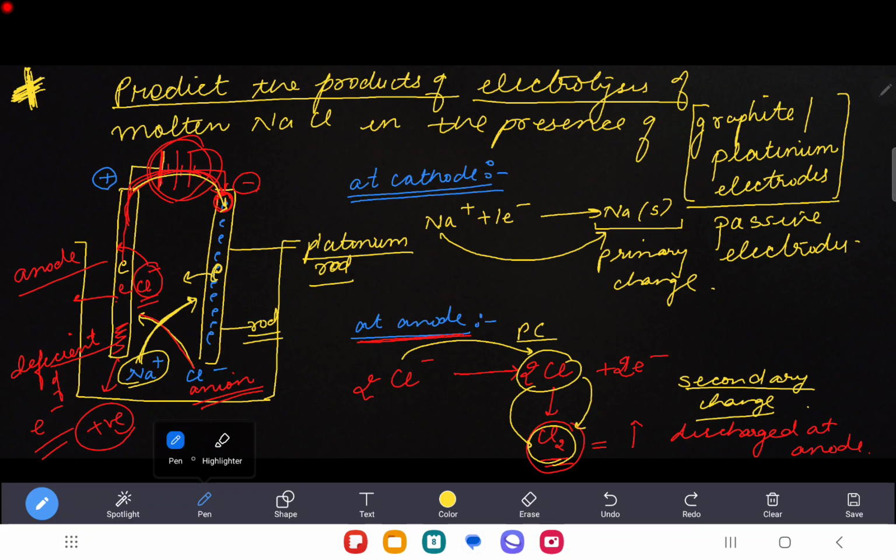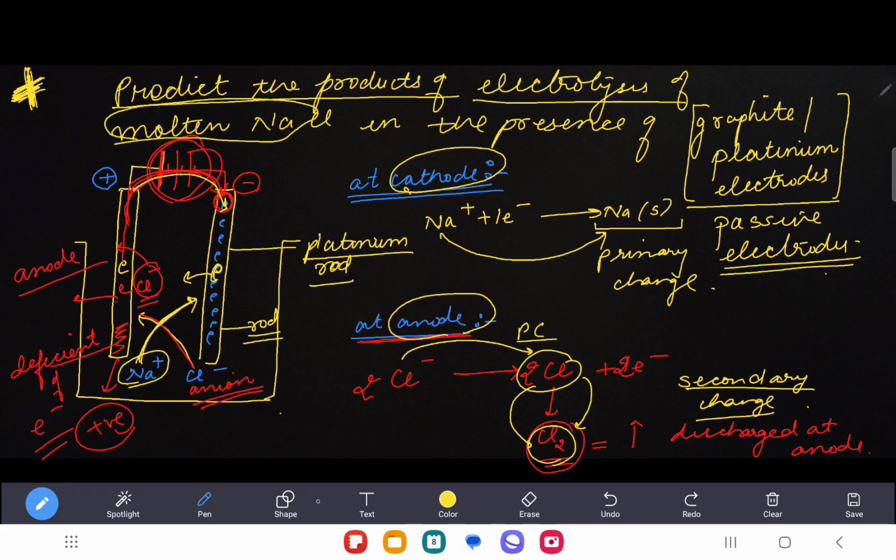So when we are talking about the products of electrolysis, you have to tell me what is being produced at cathode and what is being produced at anode under the given conditions of electrodes. So in passive electrodes and molten salt we have taken. In the molten salt, nothing is there, only the salt. Only the salt is responsible.